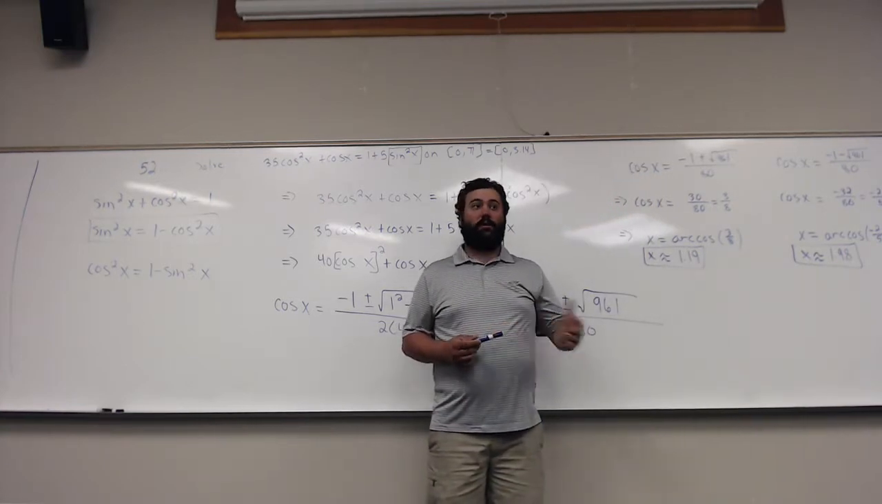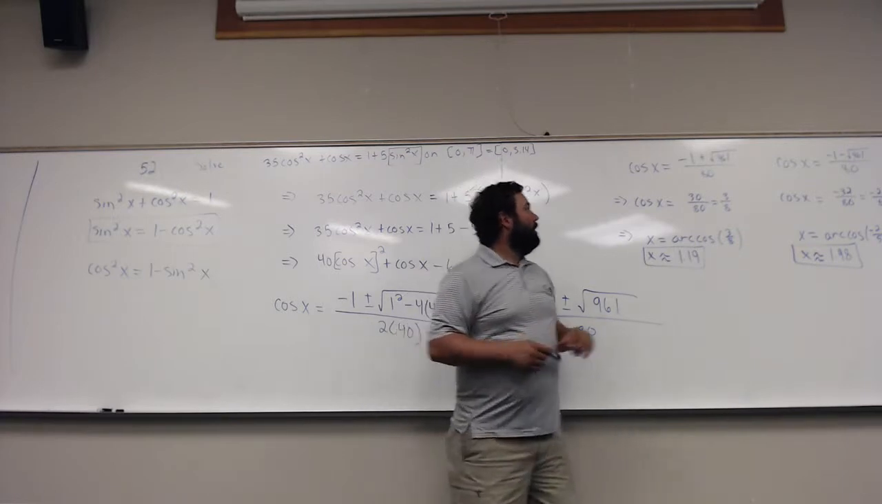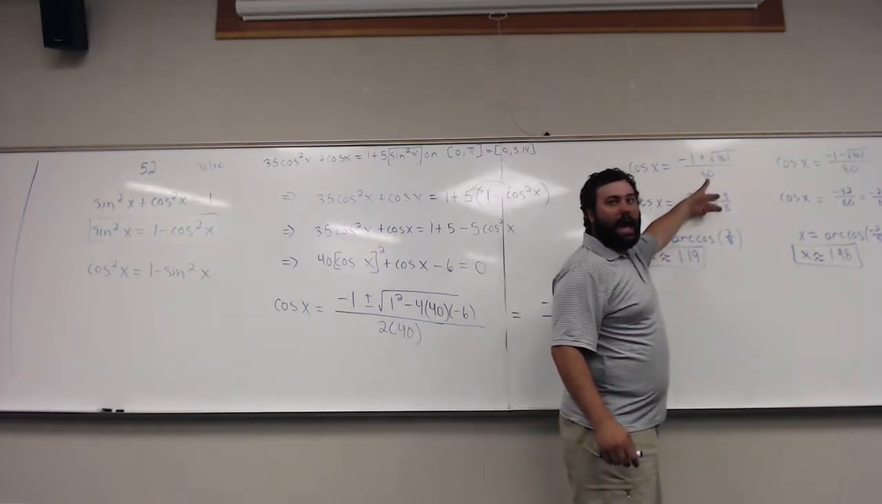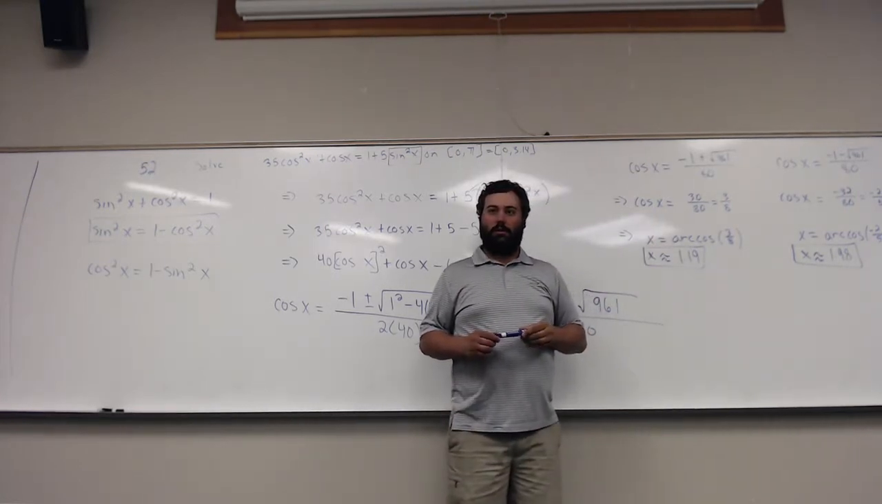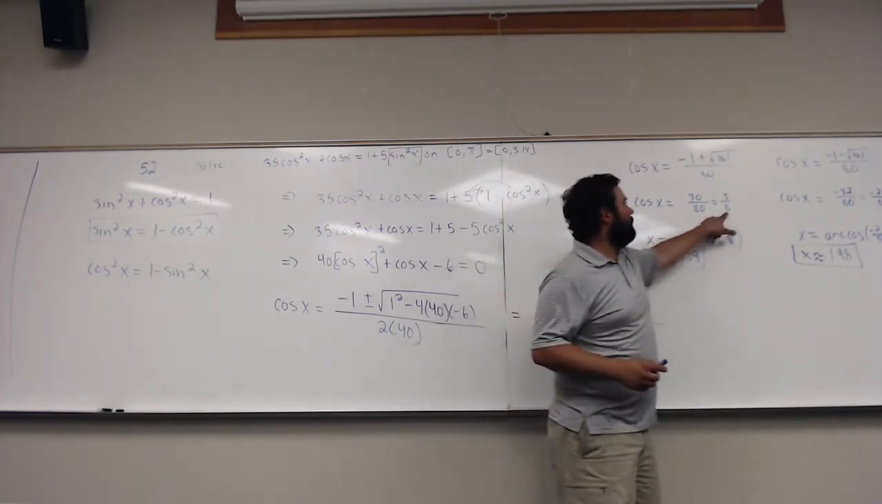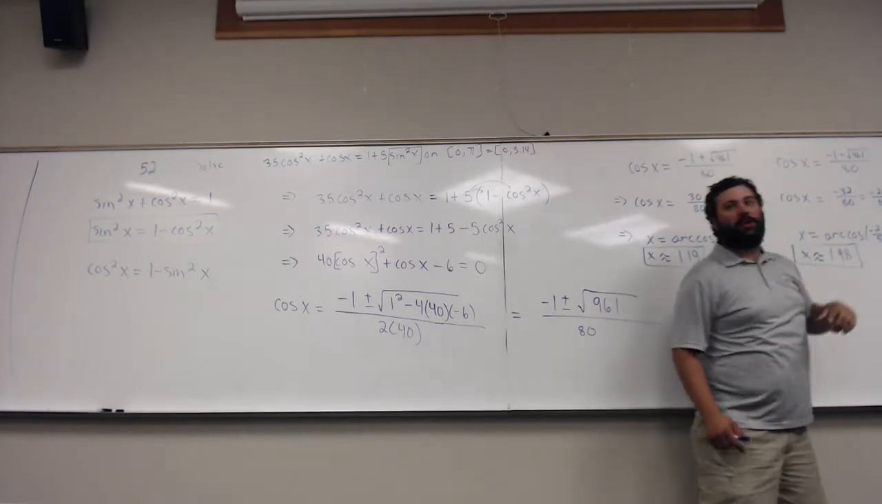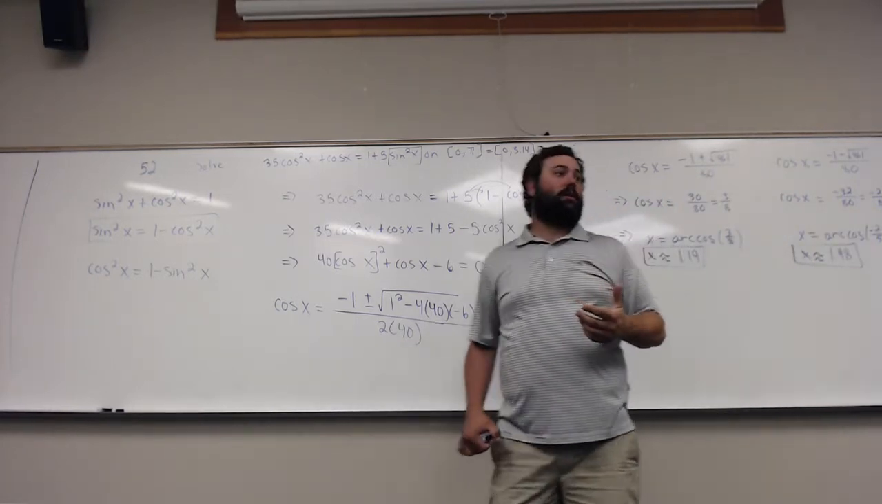Okay, so once I have cosine of x equals something, if this had been like a 1/2, then I would know that x would have been, say, pi over 3. Okay, so if either of these were special values that come from special angles, you shouldn't need a calculator.